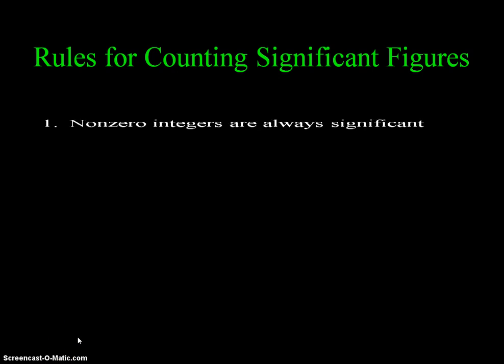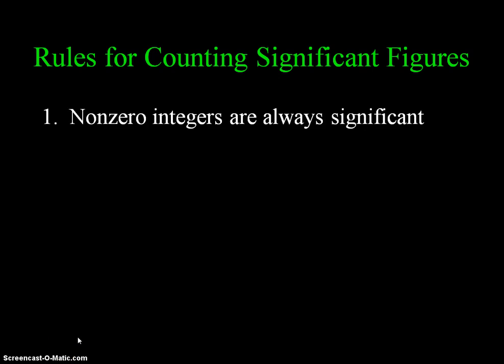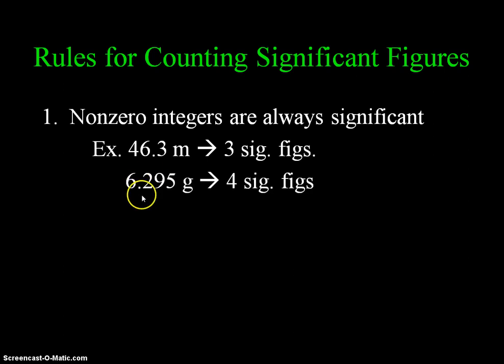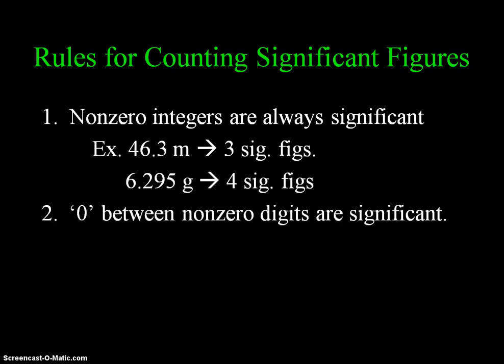Here we go. The first rule, non-zero integers are always significant. Basically, any number other than 0 is going to be considered to be significant. That's an easy one. So for example, 46.3 has 3 sig figs because each of these is a real number. 6.295 grams is going to have 4 sig figs because all non-zero integers there, 4 sig figs total.